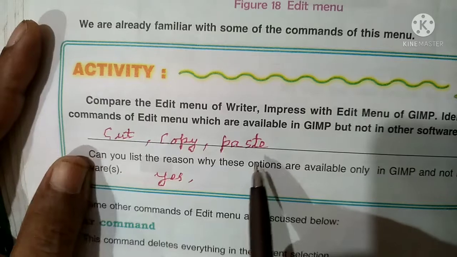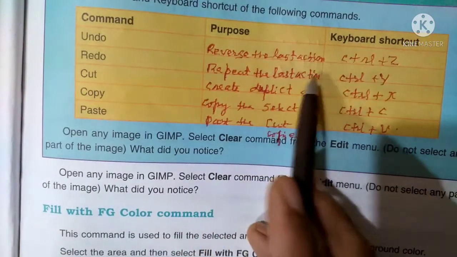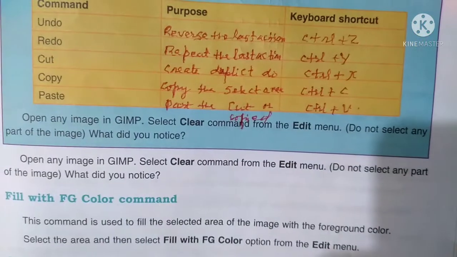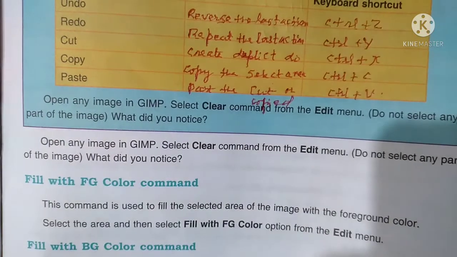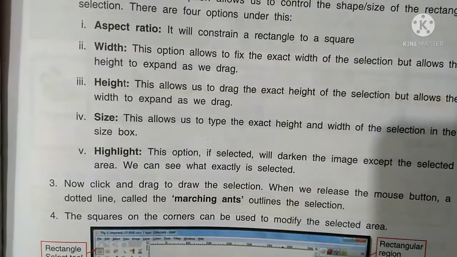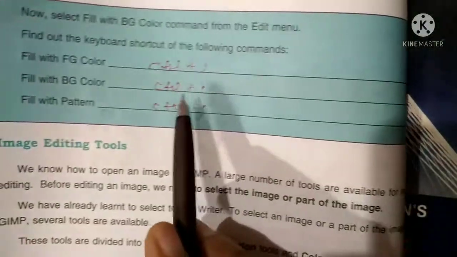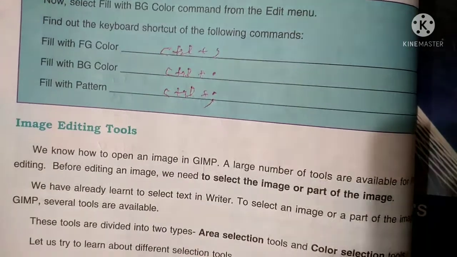Activity: cut, copy, paste, yes. Here, reverse the last action, like this thing. You may pause the video and you are able to write. Commands you know about: fill with FG color command, BG color command, pattern command, and so on. Ctrl plus.